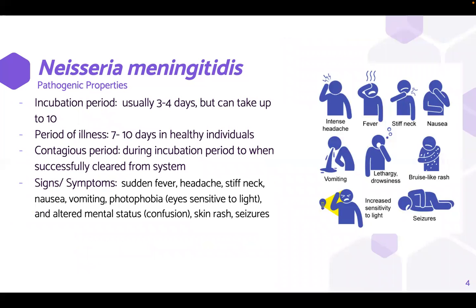So Neisseria meningitidis, the incubation period for this is usually 3 to 4 days. They can take up to 10. The period of illness is 7 to 10 days in healthy individuals, and the contagious period is, it's like COVID, basically, where it can start during your incubation period, and you can be contagious even though you're not showing signs or symptoms yet. And then it stops being contagious when it's successfully cleared from your system, such as after you take antibiotics, so around like a day after.